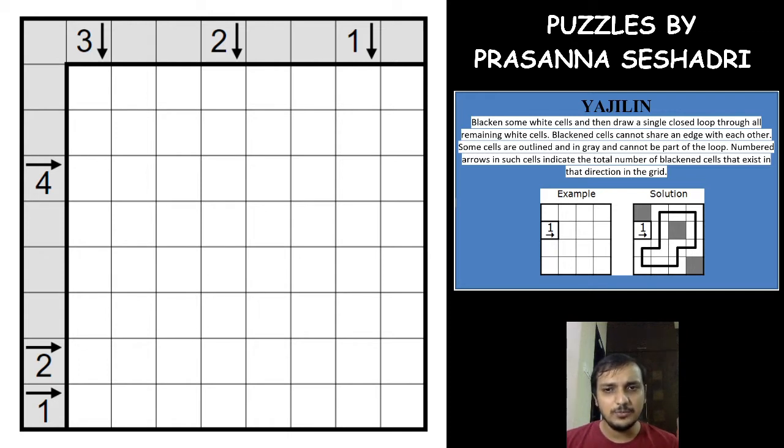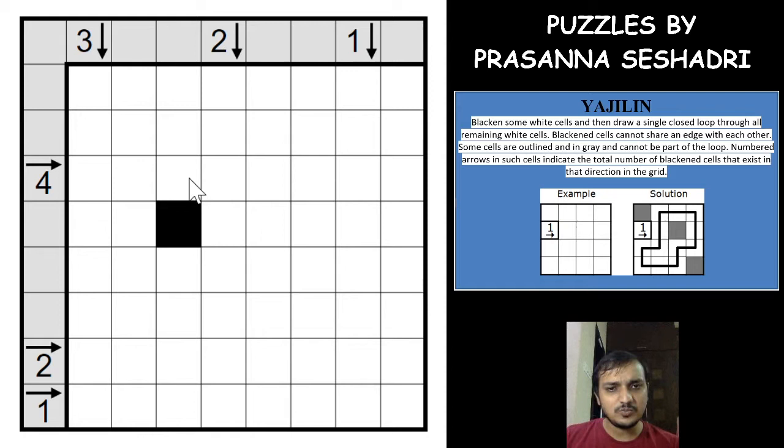Coming on to the puzzle. The rule says that shade some white cells black, and all the other remaining white cells should be part of a single non-intersecting loop, right? And when you shade a black cell, you cannot have another black cell near to it.